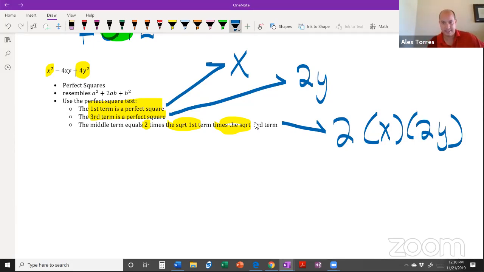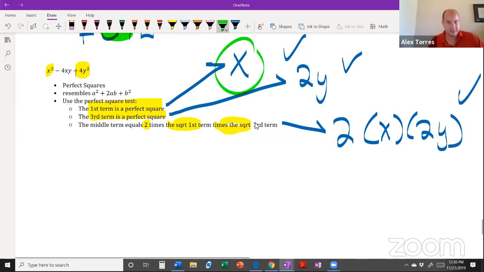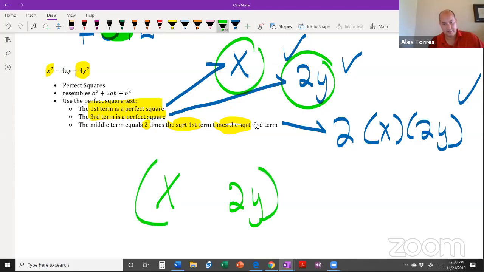I'm going to tell you about that in a second. But as long as these three things are met, which they are, it's going to factor to this and this. So this is going to be x and 2y all squared. It's a perfect square. But because we had a minus sign right here, it's going to give us a minus sign right here. So the perfect square trinomial test, you test it out, and as you're doing that, you're factoring it. So x squared minus 4xy plus 4y squared is equal to x minus 2y times x minus 2y, better known as x minus 2y all squared.